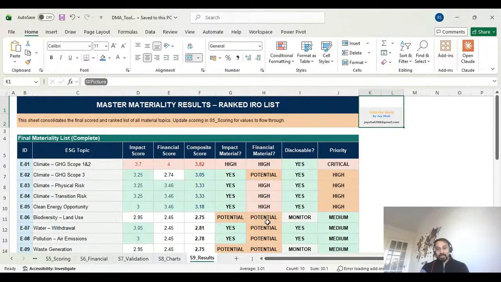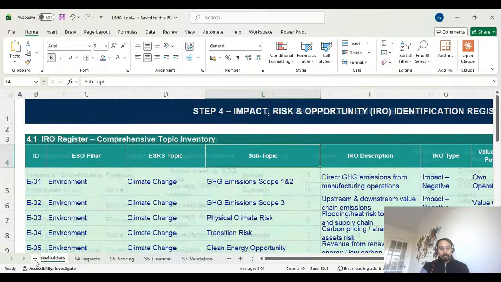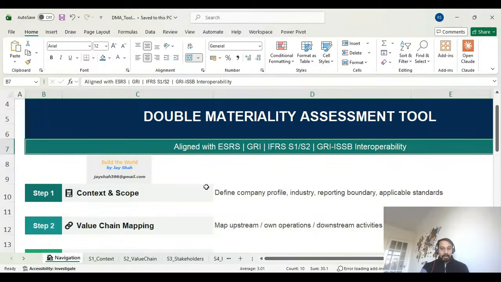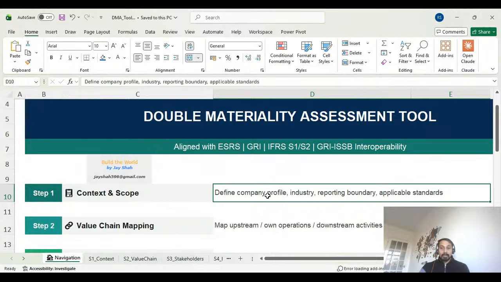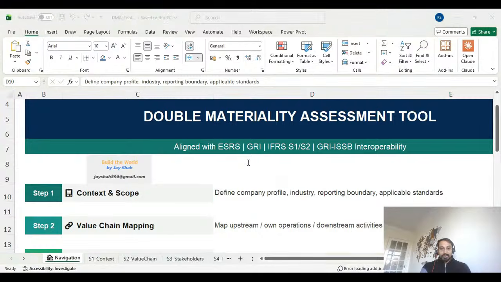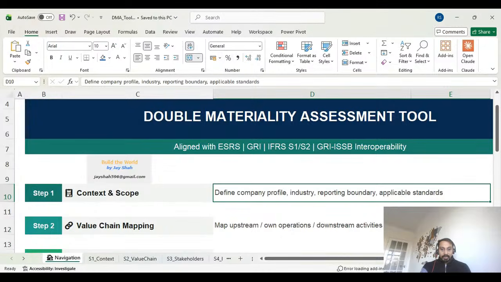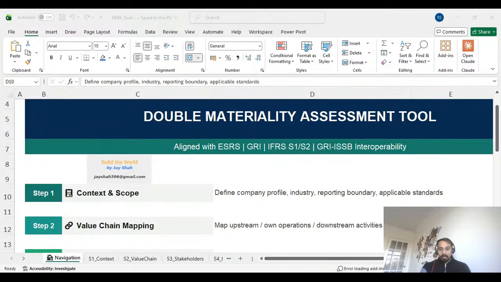I have developed these spreadsheets through various types of experience and through various types of requirements. I have assessed all types of ESRS, GRI, IFRS, and all the material risk assessment. And then I have created this whole double materiality assessment.